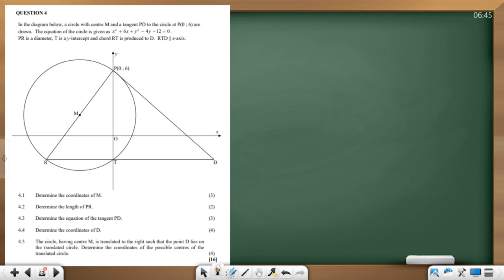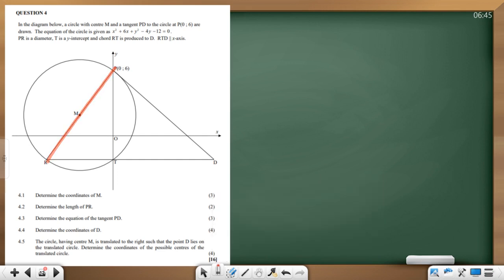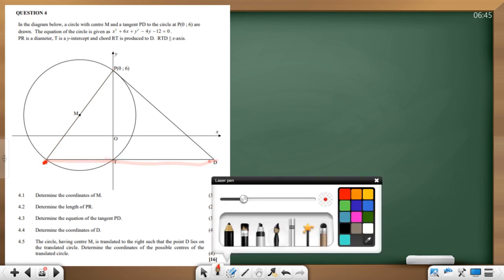PR is a diameter. T is a y-intercept, and chord RT. Okay, just too much information there. Just got to go read again. Okay, PR is a diameter. T is the y-intercept. Oh, there we go. And chord RT is produced, and RTD is parallel to the x-axis. Okay, beautiful.